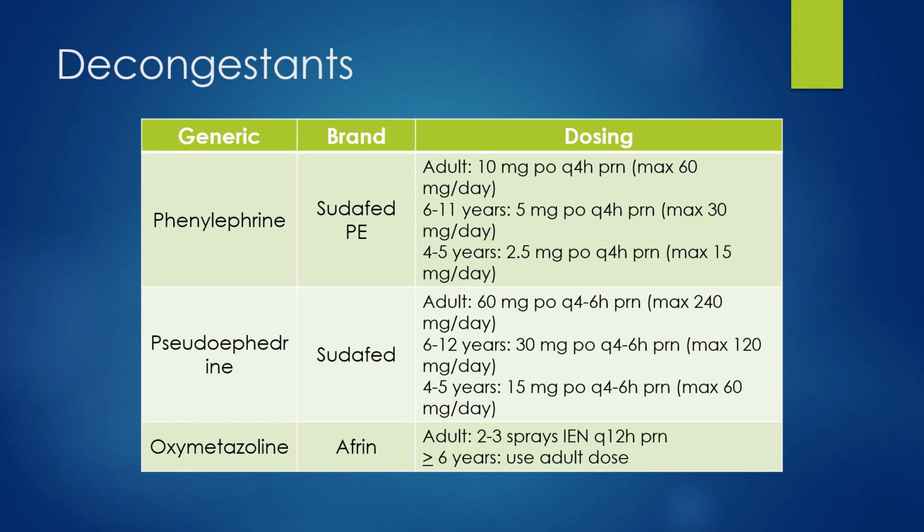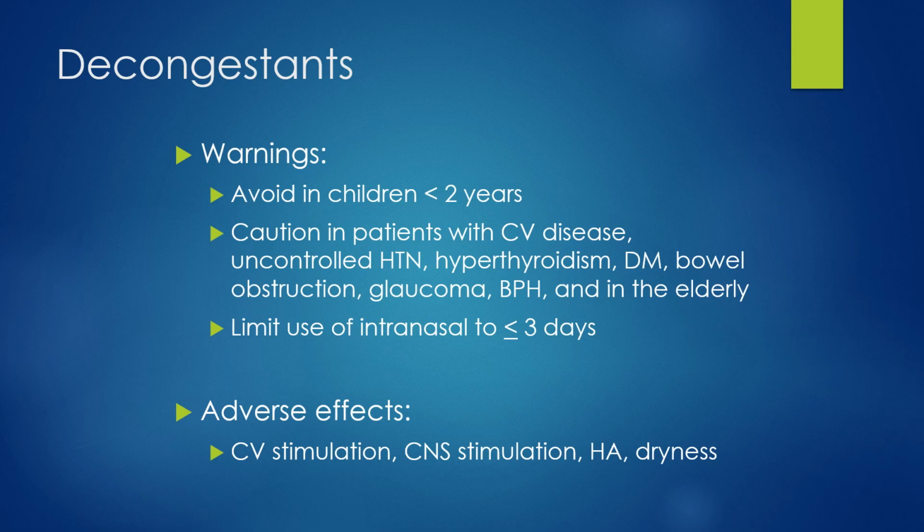Decongestants may be helpful in patients that have severe nasal congestion. Systemic decongestants, such as phenylephrine and pseudoephedrine, may be reserved for patients that have more severe symptoms, whereas topical decongestants, such as Afrin, may be used in patients that have moderate symptoms and only require a few days of use. We want to avoid the use of decongestants in children less than 2 years old.